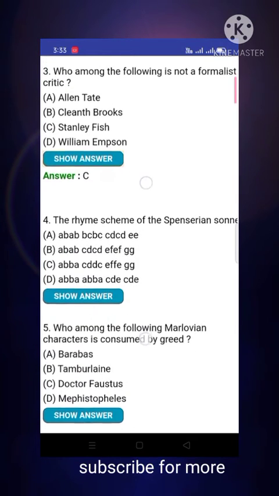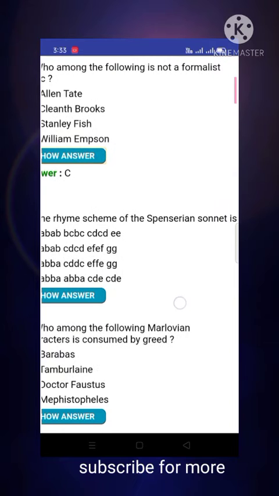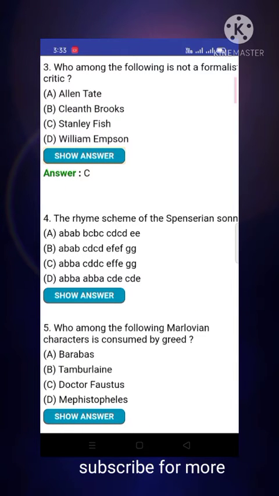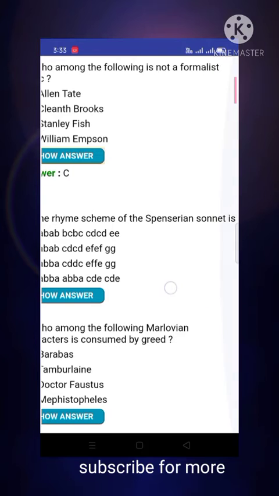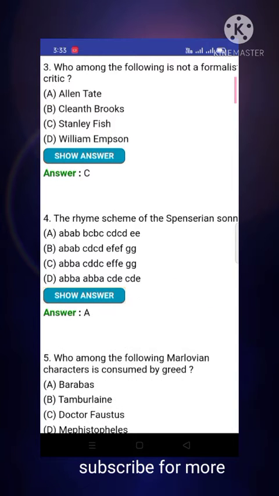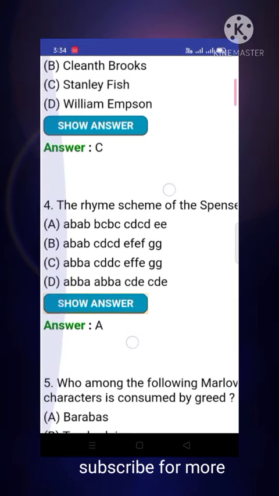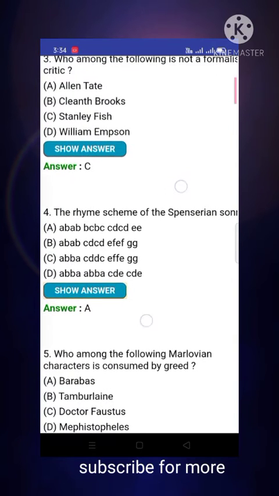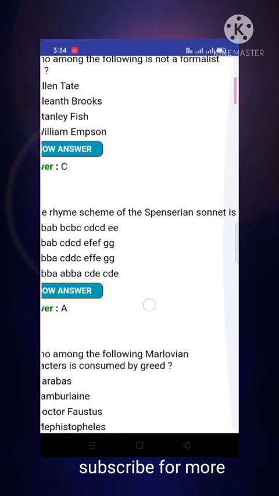Now the fourth question is the rhyme scheme of the Spenserian sonnet. The correct answer is ABAB, BCBC, CDCD and EE. It means the first option, that is option A, is correct. This is the rhyme scheme of the Spenserian stanza.